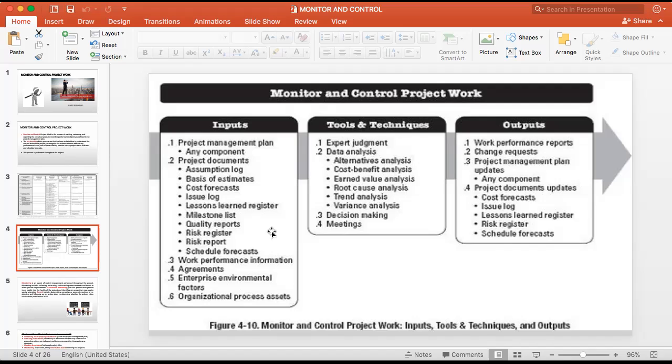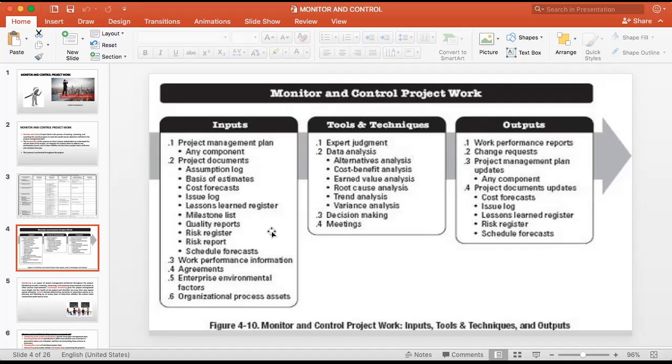What are you going to do after that? So all these things, monitoring and controlling the project work. Integration management is actually the responsibility of the project manager. He will integrate all the outputs from other processes to carry out this monitoring and controlling work.